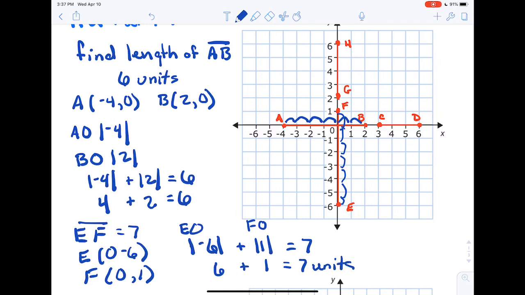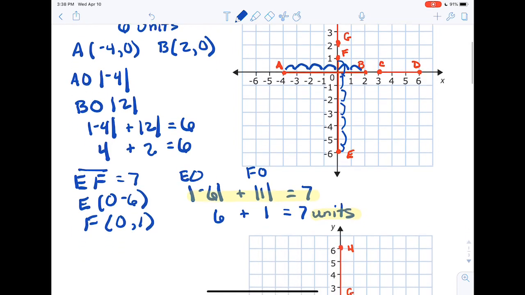Now, when you write this out, you don't have to write both of those. You could just write this part right here, but with the units on it. And that's enough. Let's look at a couple more.